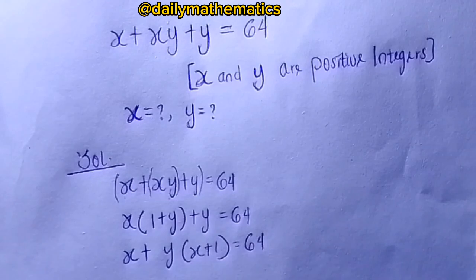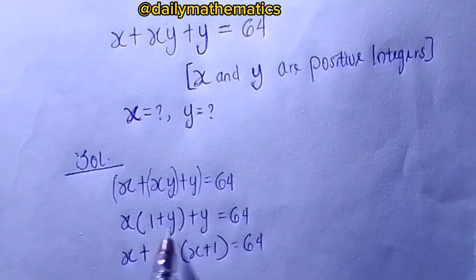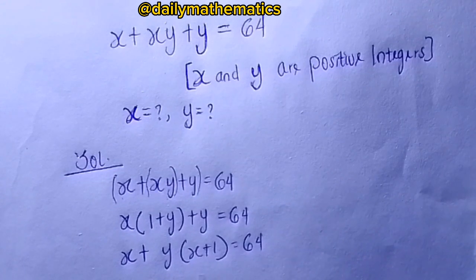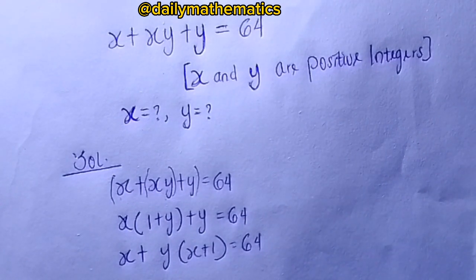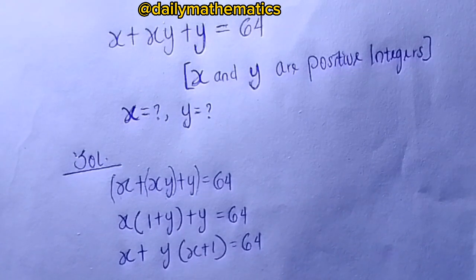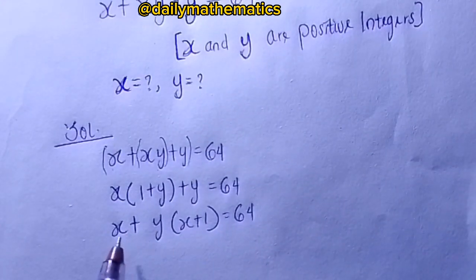So these are two instances when we factorize x or y out. You can see here 1 plus y, and here x plus 1. But in the other part, you are just seeing y alone here and x alone here. So what do we do? Whichever instance you choose, you want to add 1 to the letter that is standing alone.